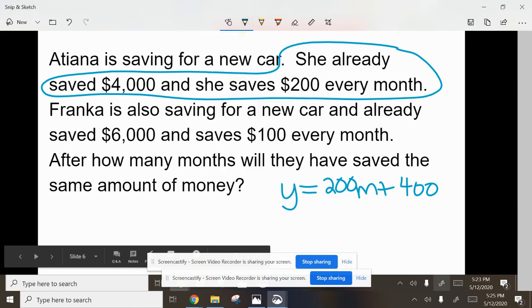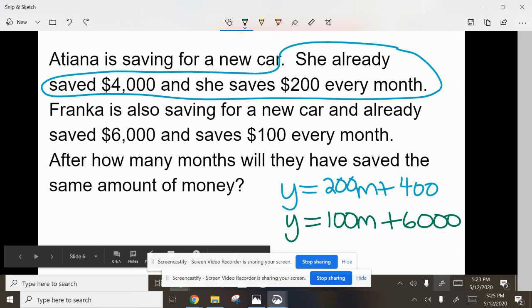Now, Franca's equation is also going to be y equals. How much did she start to save first? Your starting point, 6,000. And she saves $100 every month. So initially she put away more, but she doesn't save as much each month. So let's see how many months it takes for them both to have the same amount of money. And that's what you're doing, okay?